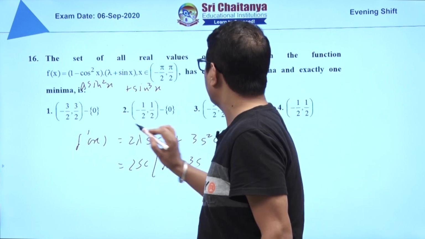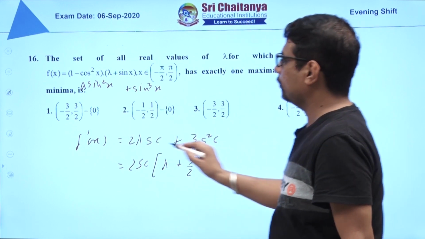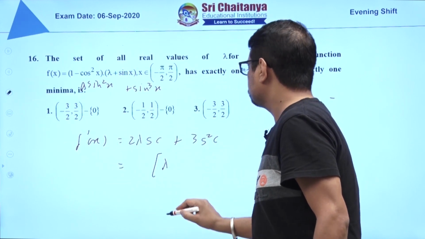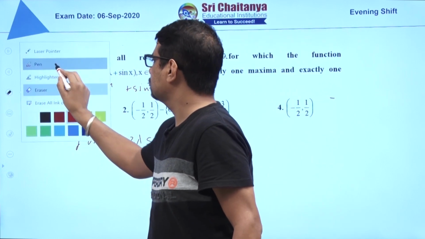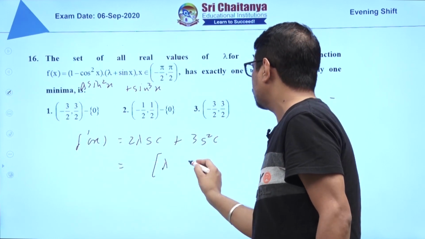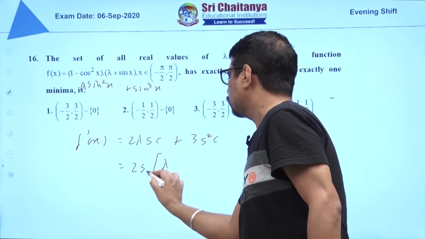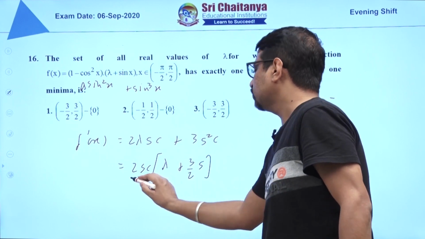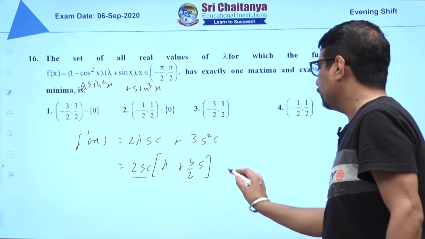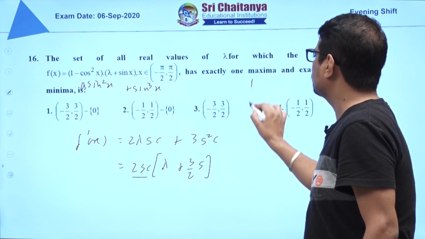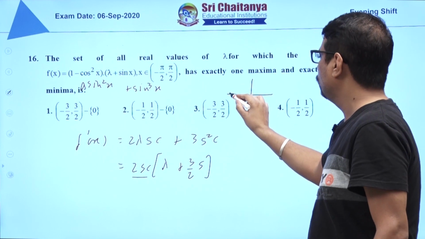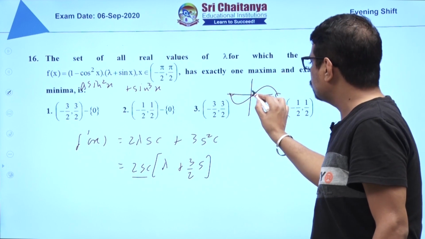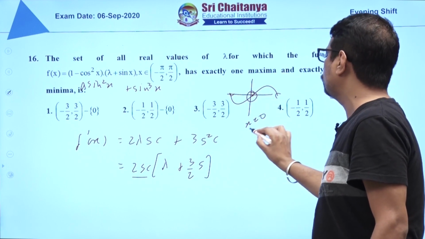So here I will prefer to take 2 sine x cos x common, so lambda plus 3 by 2 sine x. Now this is sine 2x. So what is the graph of sine 2x? The graph of sine 2x between minus pi by 2 to pi by 2, open interval, will be this. It is getting 0 only at one point, that means x is equal to 0 is a root.